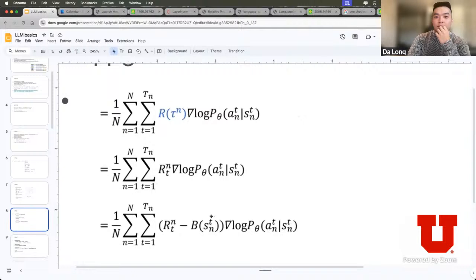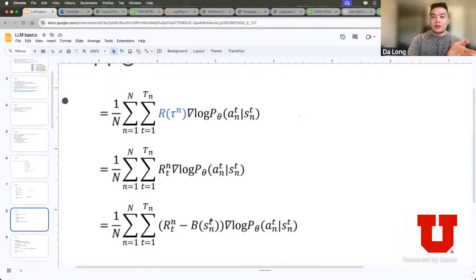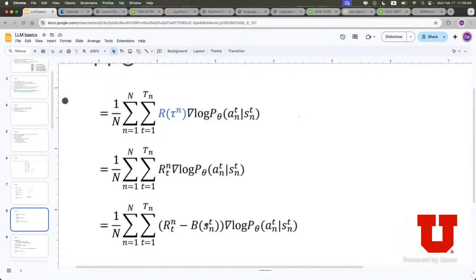Yeah, I think the baseline only depends on the state, because it considers all of the possible actions. So it just depends on the state. And I want to add something: the reason why we include the baseline is because we still want to reduce the variance further.